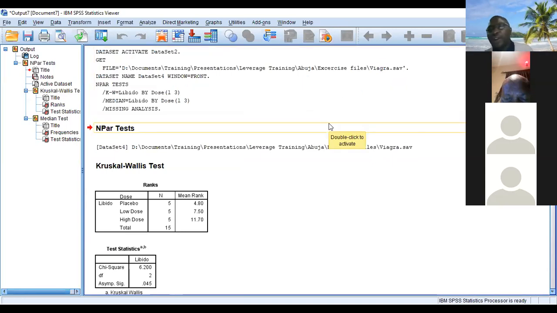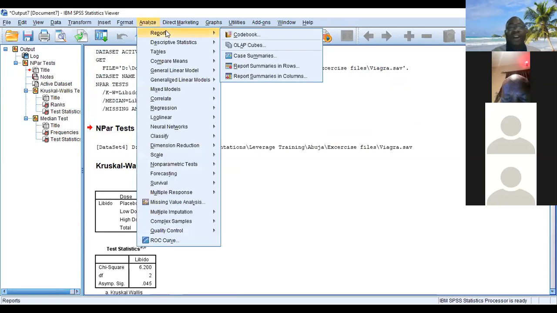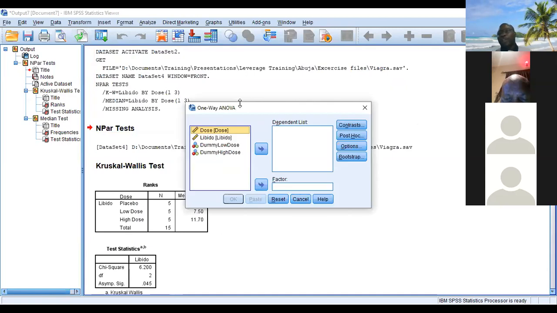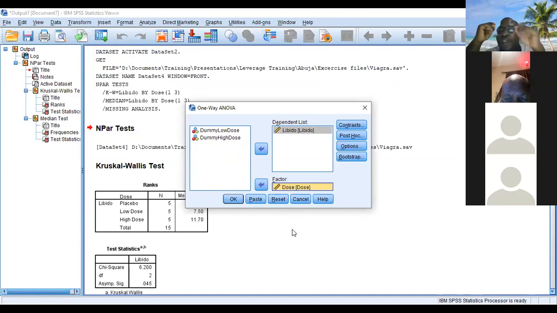Let's run ANOVA with this data because it's actually designed for ANOVA. It is used to demonstrate ANOVA. Compare means, one-way ANOVA. That's how to run ANOVA, the same logic as in the video. Factor, that one. You don't need to say group. You already put it because I've already labeled the groups 1, 2, 3. If I didn't label those factor 1, 2, 3, it would not even appear.